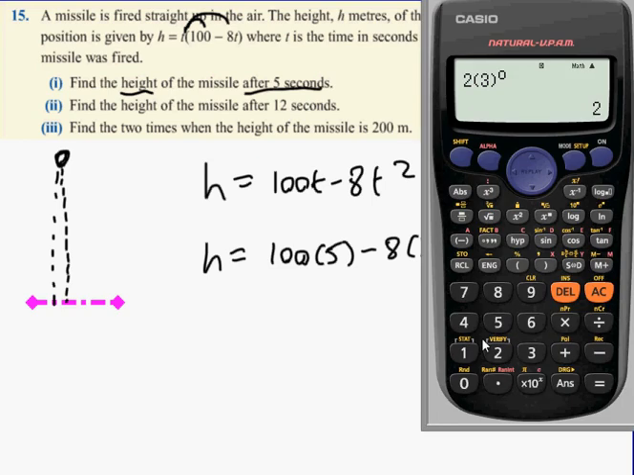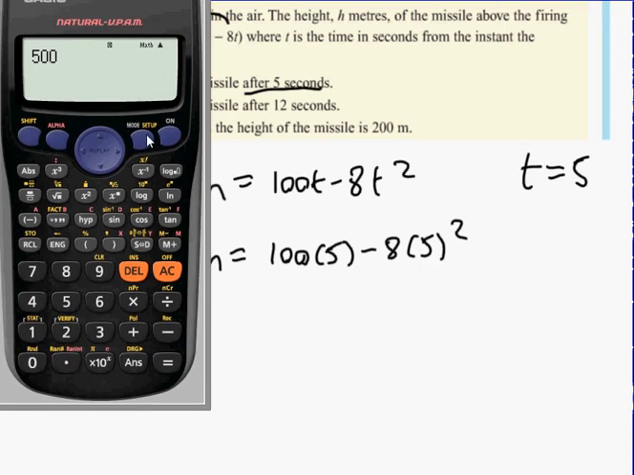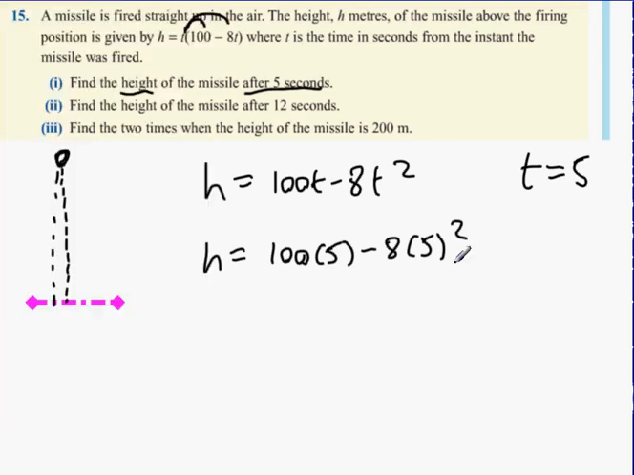So it's going to be just 500 minus 8 times 5 squared. So 300. What does that mean after 5 seconds? You're 300 meters into the air. I don't know if you're on your way up or your way down yet. I don't know yet.